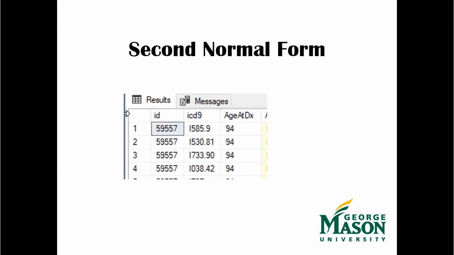Here is an example. Given the data table that we have been working with in this course, the primary key here is ID. Each column after that, ICD-9 and age at DX, all have to do with the primary key ID. They all describe the ID.